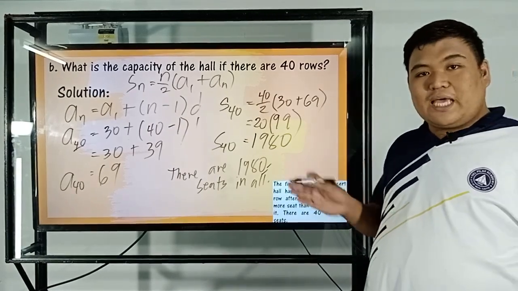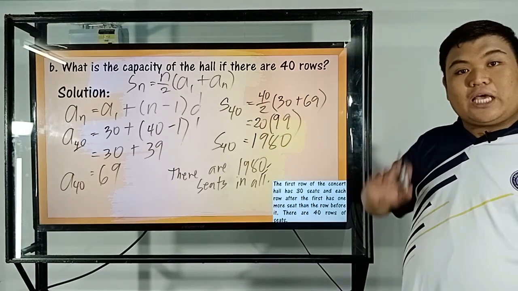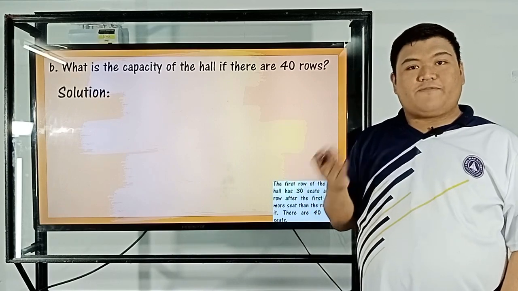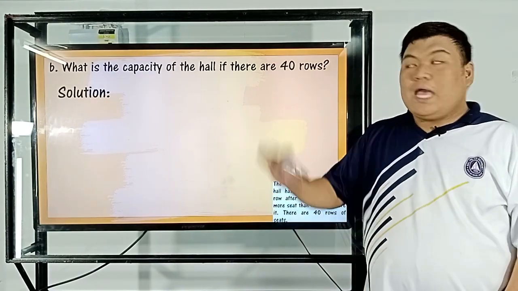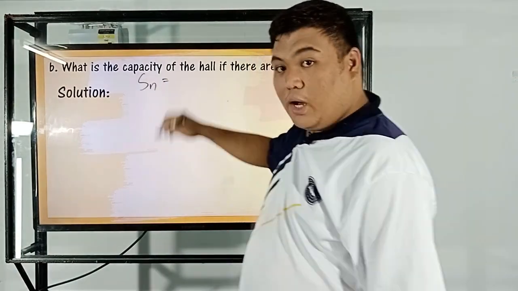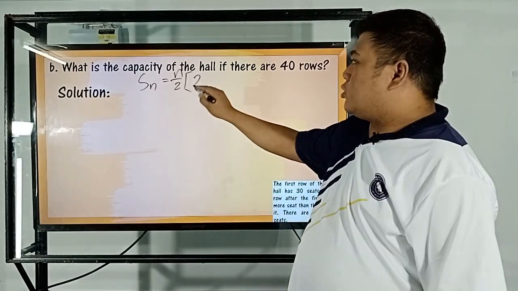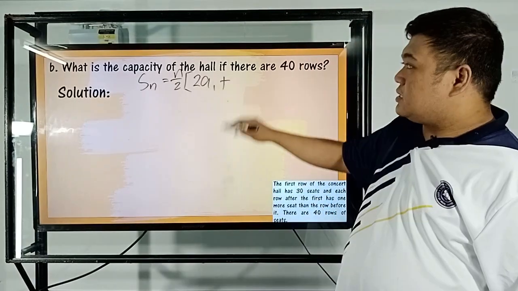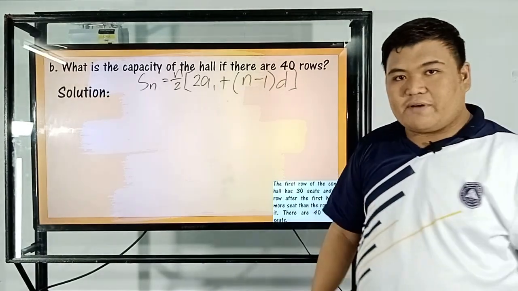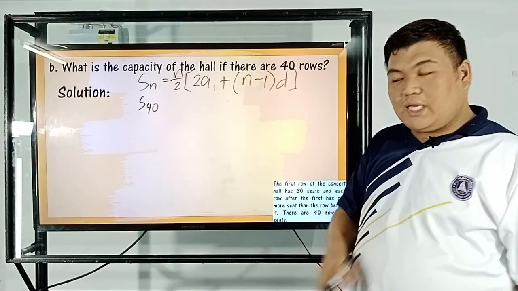Okay, the next slide naman po, ang ipapakita ko sa inyo is the solution using the second formula in finding the sum. Kanina po, ang pinakita ko is finding the sum using the first formula. Ngayon naman, gamitin natin yung pangalawa. So again, we have S sub n equals n over 2 times 2a sub 1 plus n minus 1 times the common difference. So again po, hinahanap natin ay si S sub 40.